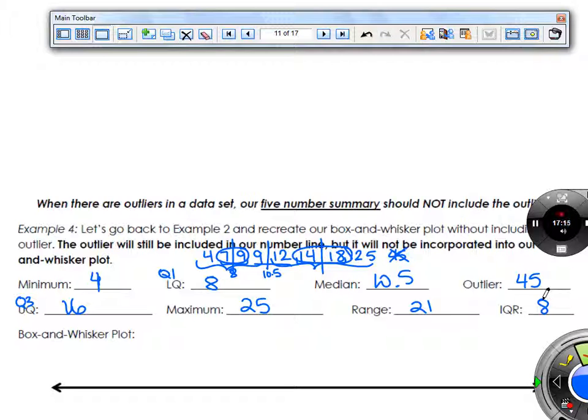You want to be straightforward with people, so you might give them all the stuff you want, but you have to somehow show them that there was this number that was out there, but you chose to exclude it from the data to give a more accurate picture. So I'm still going to number by 5s like I did last time, because I still need to reach from 4 all the way to 45, even though it's an outlier. So I don't know, 0, 5, 10.